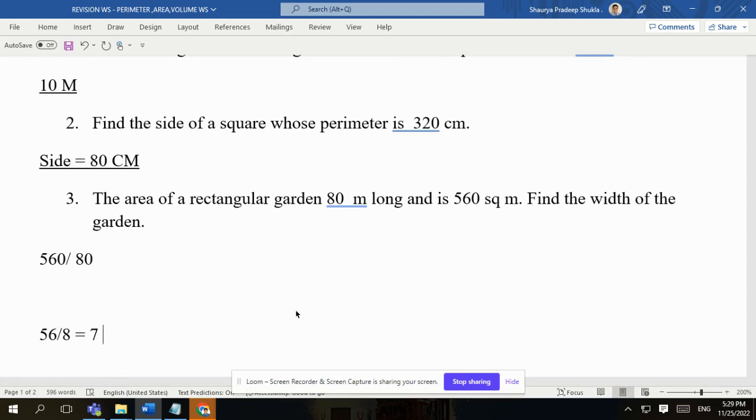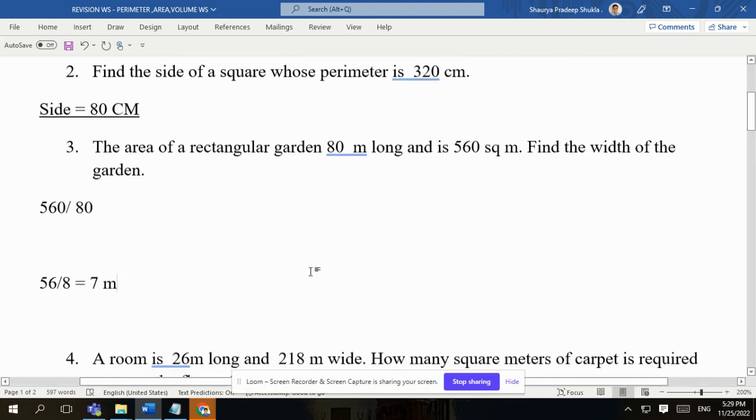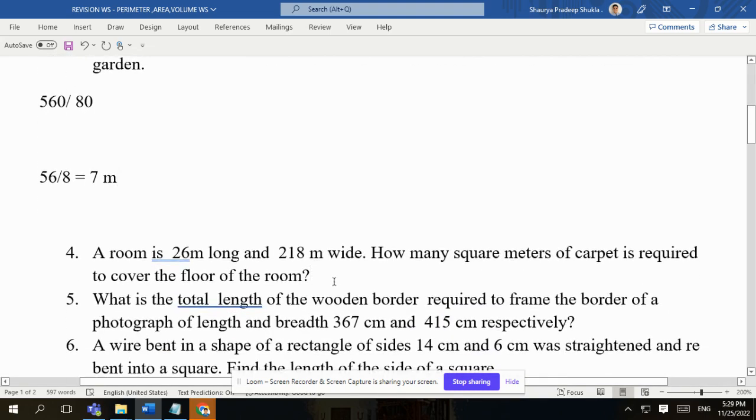7 what? Centimeter or meter? 7 meter. Yeah. All right. That was the easy problem. Let's proceed further. Question number 4.